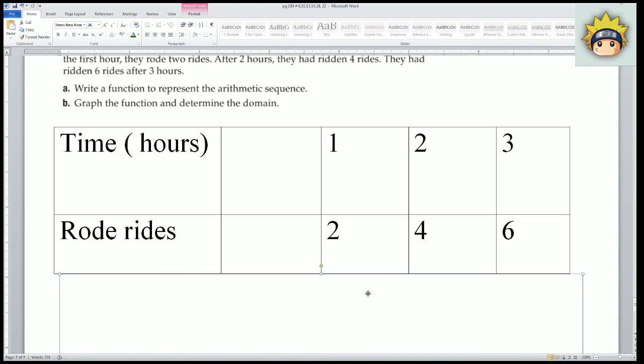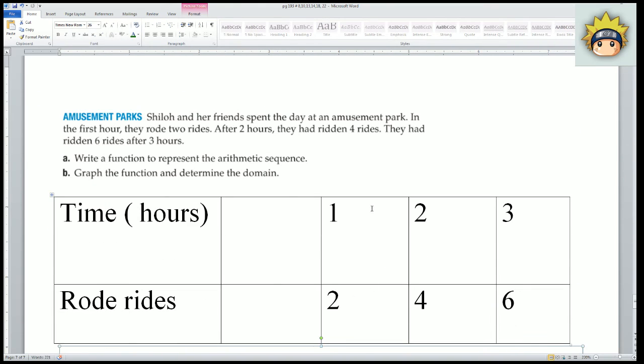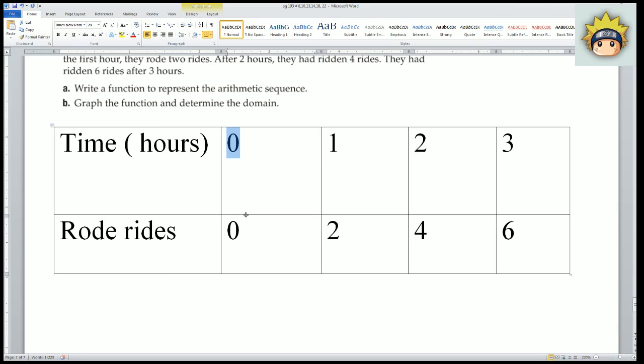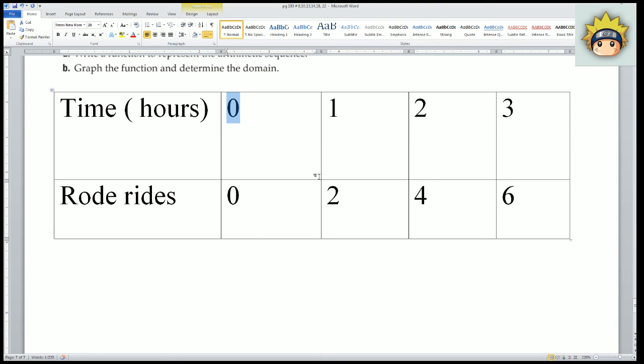So, I put it in a chart format. The first hour, you rode 2 rides. Second hour, you rode 4. Third hour, you rode 6. So, how much did they ride in 0 hours? It looks like they rode 0 rides because it was 0 hours. You see how it follows a linear pattern? There's a common difference. There's a slope. There is the same rate of change.